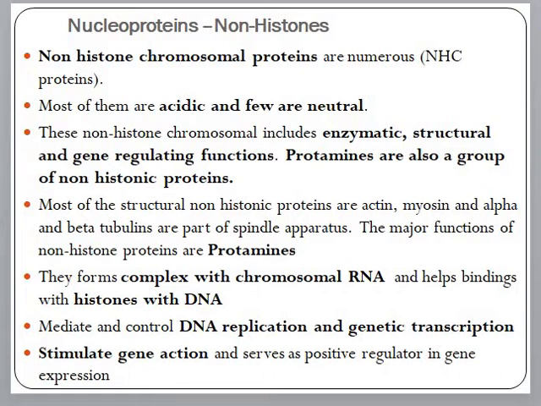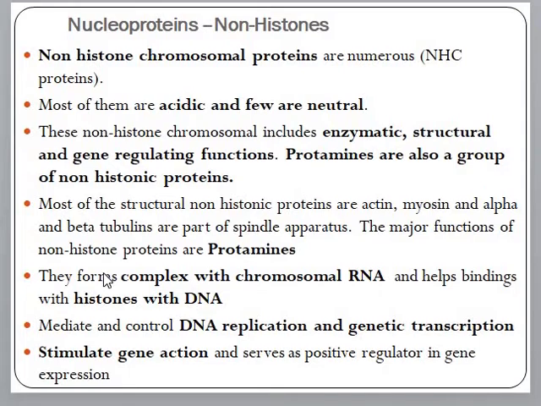Protamines are a group of non-histonic proteins and they form complex with chromosomal RNA and help binding with histones. Non-histone proteins form complex with chromosomal RNA and thus they help the binding of RNA with DNA. They mediate and control DNA replication and genetic transcription. They stimulate gene action and serve as positive regulators in gene expression.